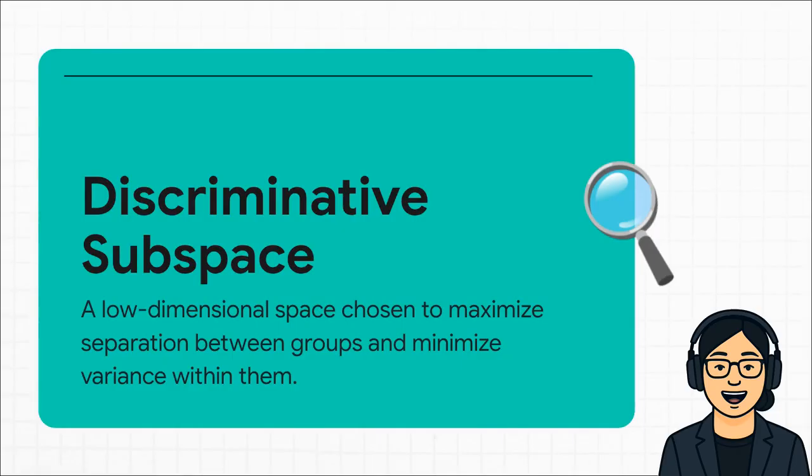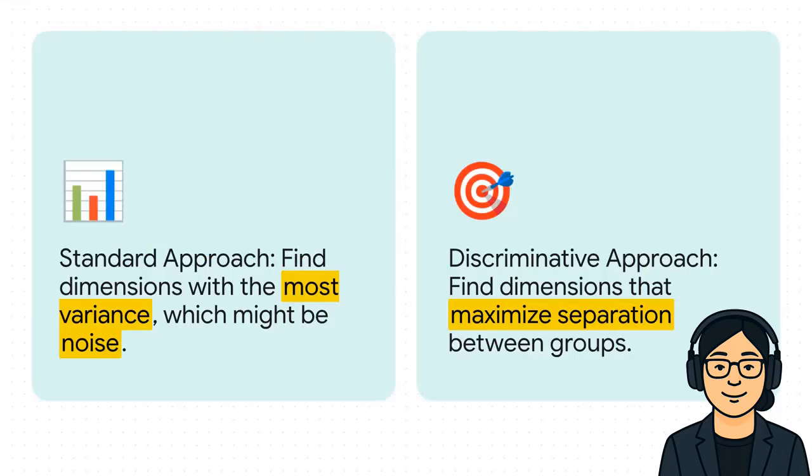The paper's key insight is really clever. It borrows an idea from a classic method called Fisher's Linear Discriminant Analysis and adapts it for clustering. This leads to the creation of what they call a discriminative subspace. And this right here illustrates a huge shift in thinking. The old way was to look for the directions where the data spreads out the most, but that spread could just be meaningless noise. This new idea says, forget that. Let's actively search for the angle that makes the different groups as distinct and tightly packed as possible.